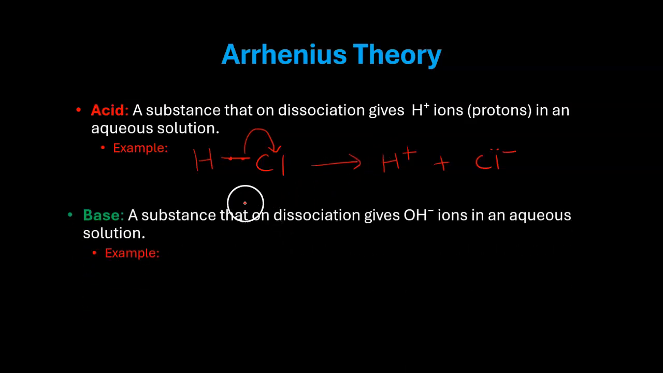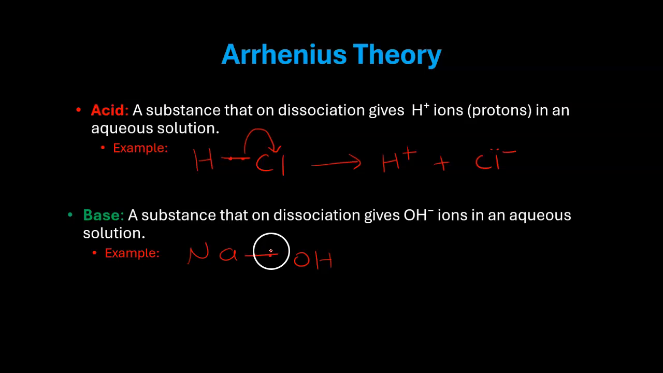Next is base. What is a base? A base is a substance that on dissociation gives OH minus ions in the aqueous solution. For example, NaOH. NaOH is a base because on dissociation it will give OH minus ions.